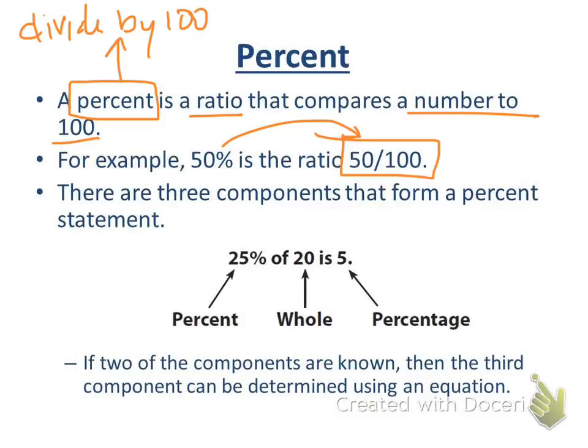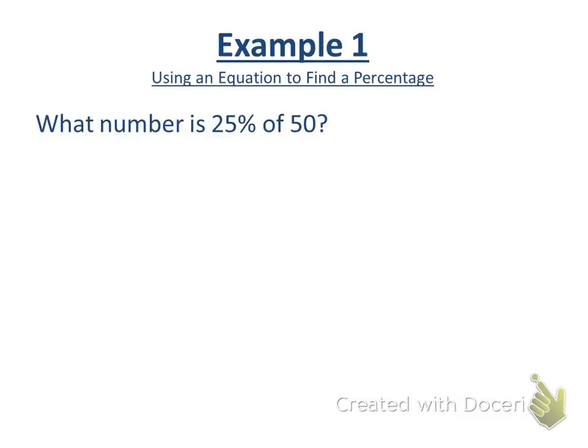There are three components that form a percent, and somebody mentioned earlier, parts of a whole. The percentage is the part of the whole, is percent over 100. So there's a part, there's a whole, and then there's a percent that tells the relationship of the part to the whole. If we know two of the components, then the third component can be determined using an equation. We'll always have enough information to write an equation.